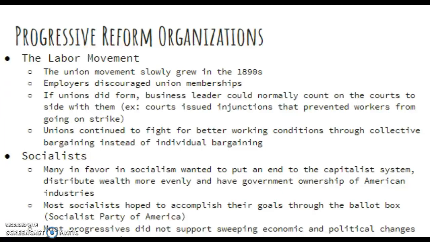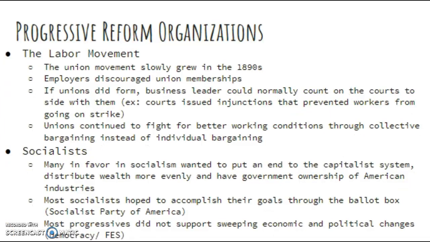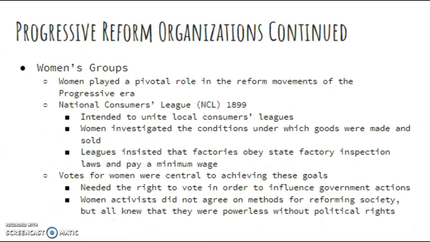And most progressives did not support sweeping economic and political changes, and this was mostly because most Americans believed in democracy, and they did not want to disrupt that system or the free enterprise system. They didn't want to get rid of capitalism, and so they wanted to eliminate government corruption and guard the welfare of workers and the people. So they wanted to eliminate the corruption, but they didn't actually want the government to have complete control of the industry or business, because then that infringes upon the capitalist system. So it was hard for many to get on board this Socialist Party because of that.